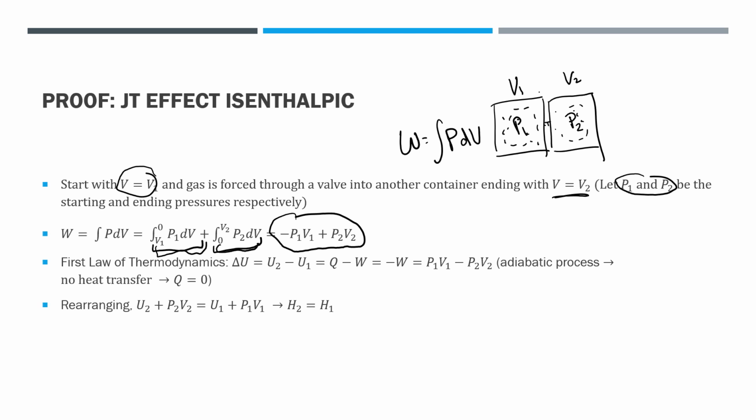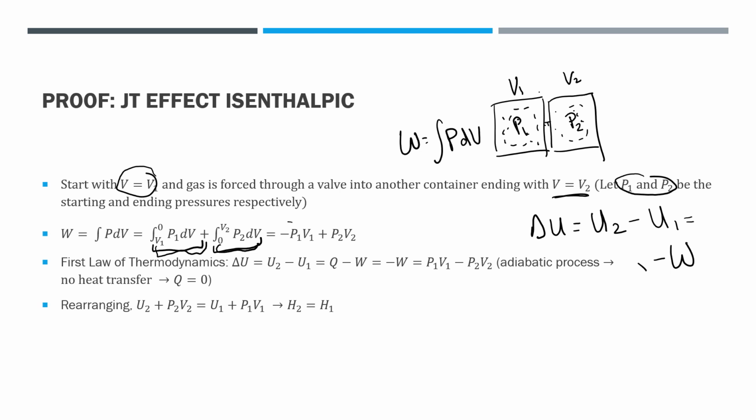Actually calculating it. Now we know from the first law of thermodynamics, right? We know that the change in internal energy, which is equal to the final internal energy minus the initial internal energy, is equal to the heat transfer minus the work done by the gas. What do we know about the heat transfer? This is an adiabatic process, which means that there's no time for any heat to be transferred. So Q is equal to 0. So we basically have that this is equal to minus W.